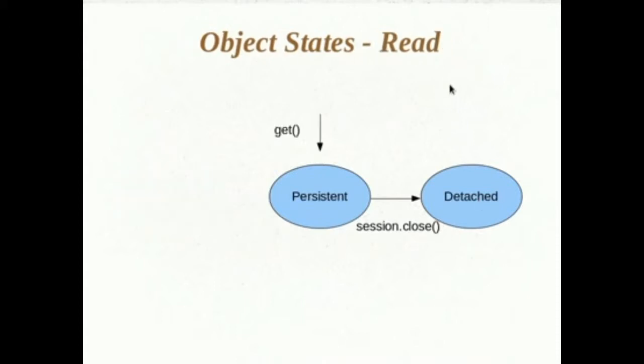Next, take a look at a read. Now for a read, we do not do a new. We do a session.get, and we get the object depending on the primary key that we pass to Hibernate. Hibernate pulls up the actual record from the database, and then it gives us the object itself. Now the object that Hibernate gives us as we do a session.get is a persistent object. So by default, the object goes into a persistent state.